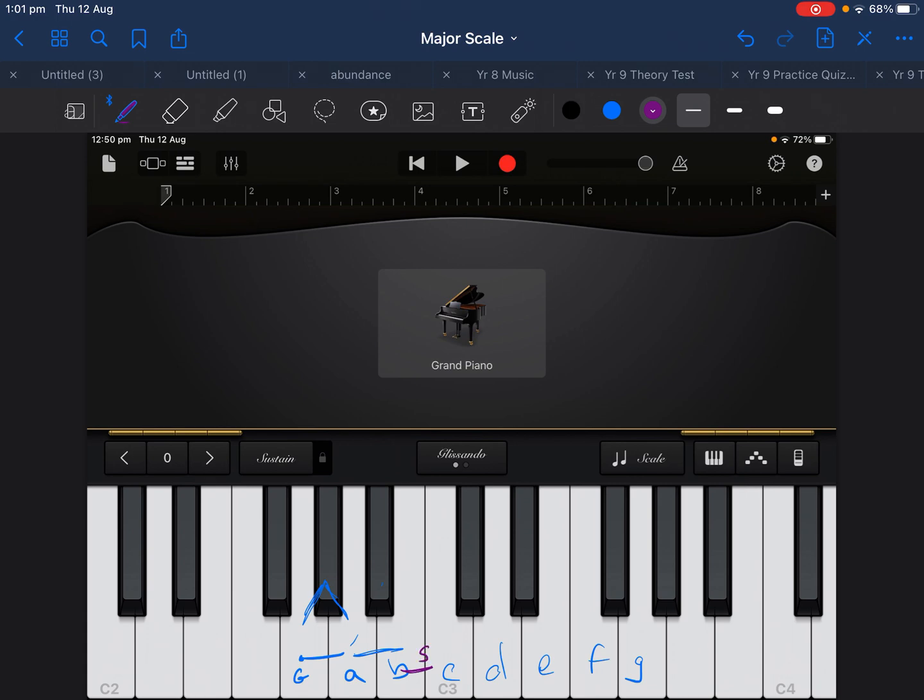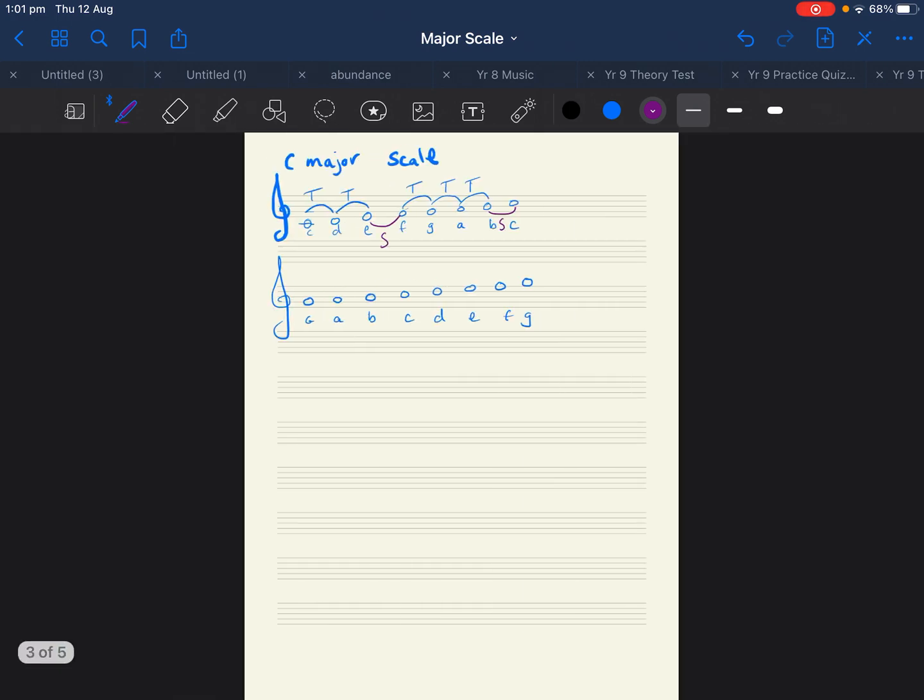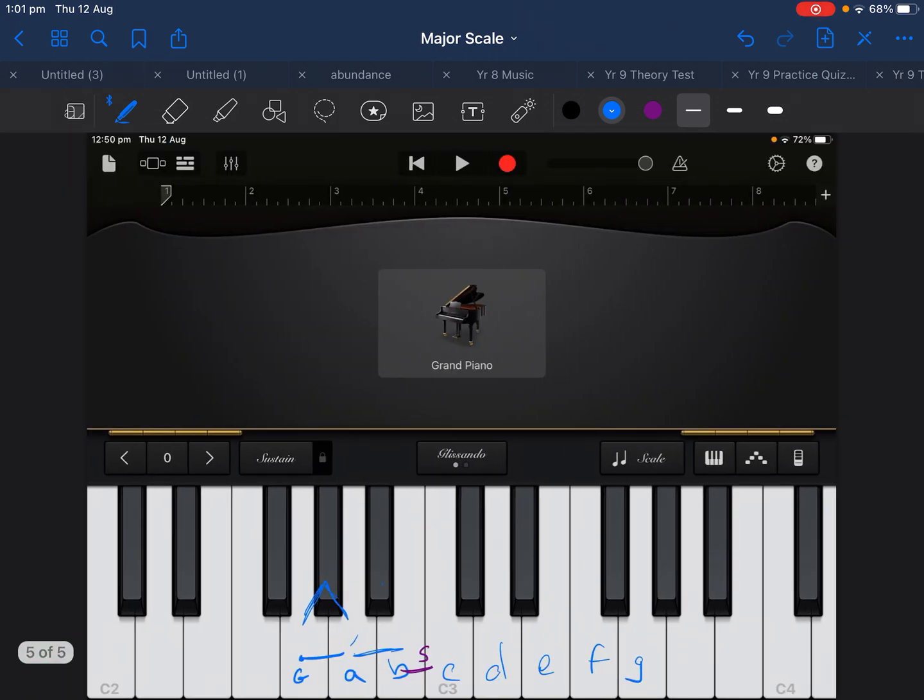Okay, so if we go back to our structure here, which I'm going to write in. So G to A is a tone, we said A to B is a tone, and B to C, just like the one above, is a semitone. Alright, so now we're going to check C to D, and then D to E, and E to F, and see if they are tones. So here we go. So C to D, yes, is a tone. D to E is a tone, because remember it's made up of two semitones.